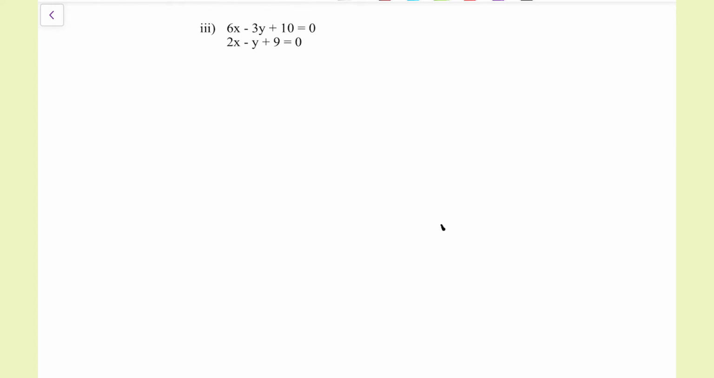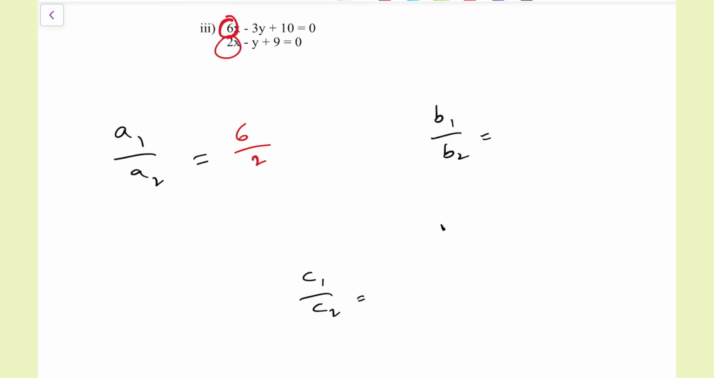Third question. A1 by A2 value, B1 by B2 value, C1 by C2 value. A1 is 6 by A2 is 2, so 3. B1 by B2, the y coefficient is minus 3. Be careful with the symbol. And here the y coefficient is not written, so it is minus 1. Minus and minus cancel, 3 by 1 is 3. C1 by C2, the constant is 10 and the constant in the second equation is 9.